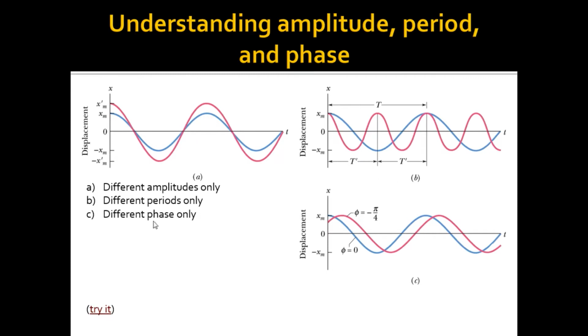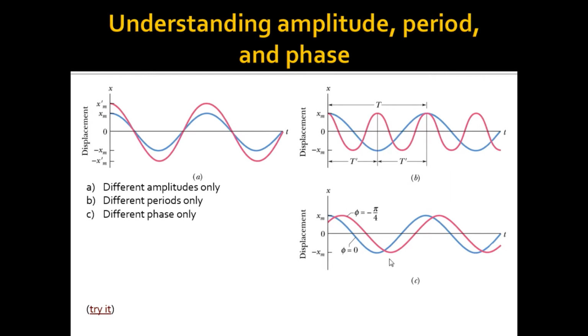In figure B, we have different periods. Period, remember, is the time of the oscillation. So you can see here for the blue oscillation, the time it takes for one oscillation is twice that of the red curve. The red curve oscillates twice within the same time period, and the blue oscillation only occurs once. So these two waves have different periods.